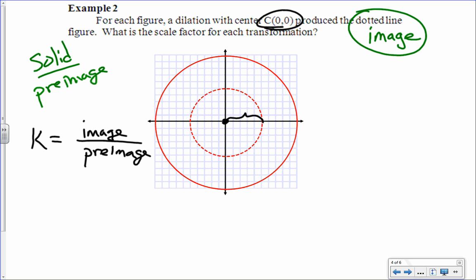It's 1, 2, 3, 4, 5. And then let's find the corresponding, so that would be this distance. And on this one, that is 10. So now we have to be very careful.